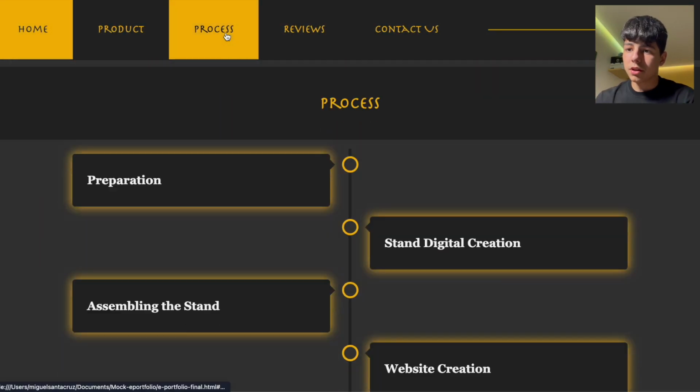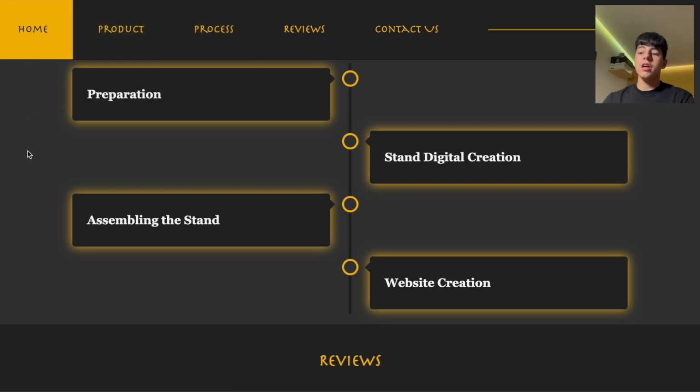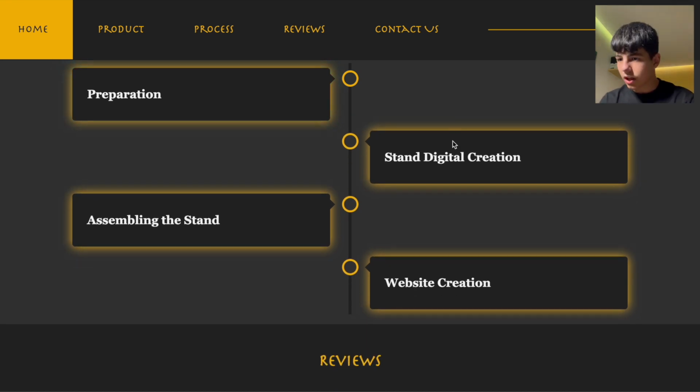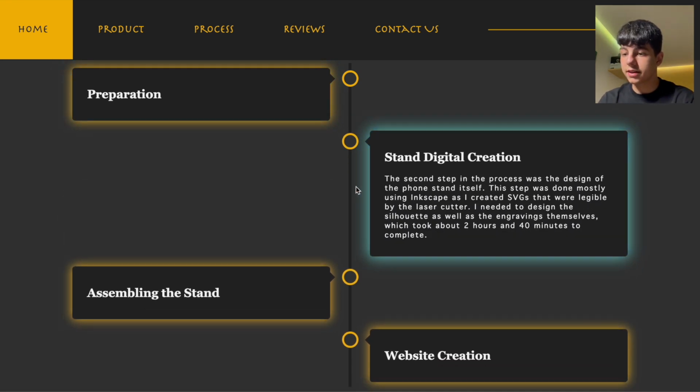Let's go back. We can go down to the process here. I chose a nice little timeline layout to look at the process, which really allows you to see the different order of the tasks. It's really easy, really basic, simple, but when you do hover on top of the cards, you get a bit more of a description about the task itself.